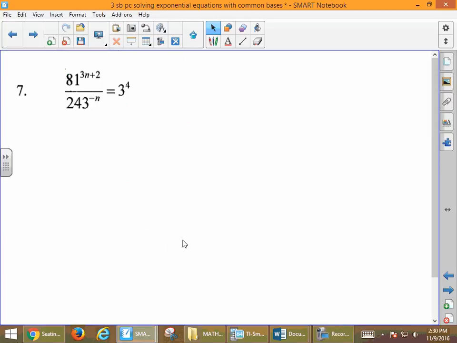Problem number 7. One last time, the key is like bases. We need to have like bases when we're solving these types of problems. And what's going to happen is we need to rewrite these values, 81 in terms of 3. We need to rewrite 243 in terms of 3. We know it's 3 because of the fact that 3 is a prime number in this problem.